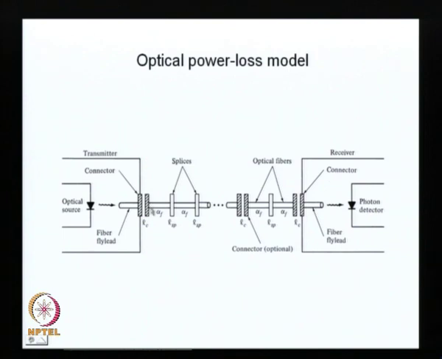Now each of these components which you are seeing here, like a connector or fiber section or splice, essentially contributes to the loss of the optical signal. Each one has a best or average parameter for the loss. And when the signal travels on this, at every location additional loss takes place at the splice and at the connector.